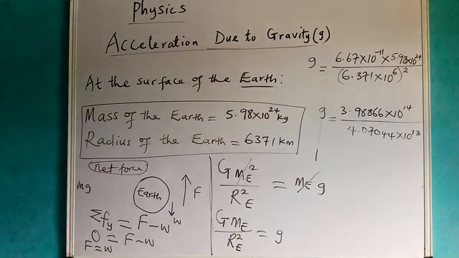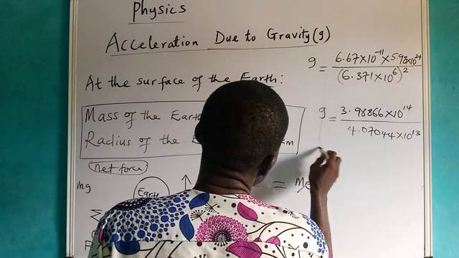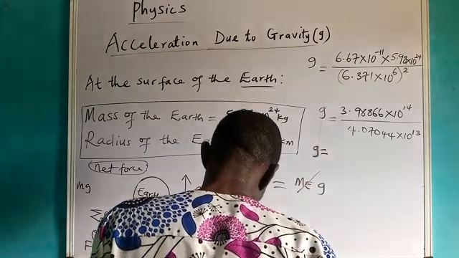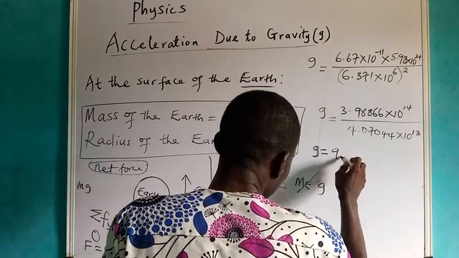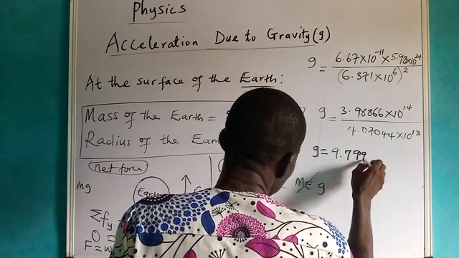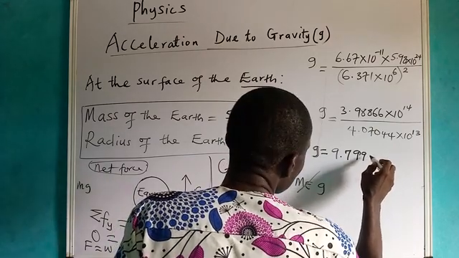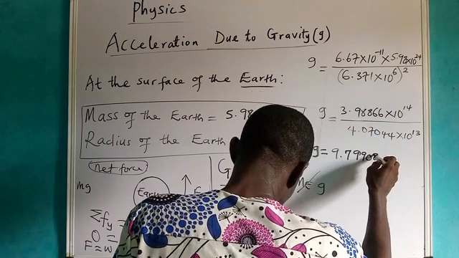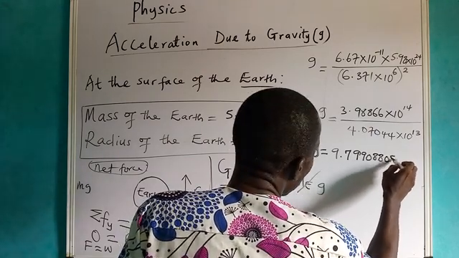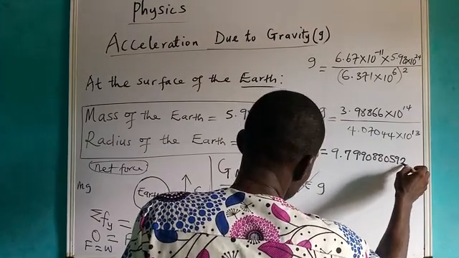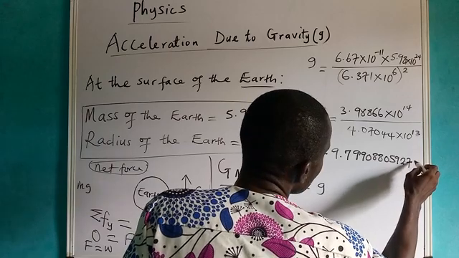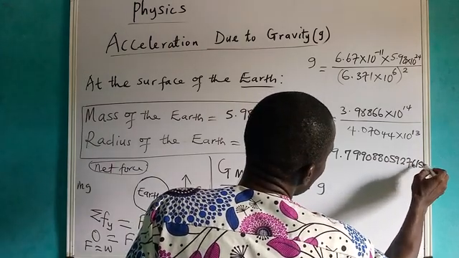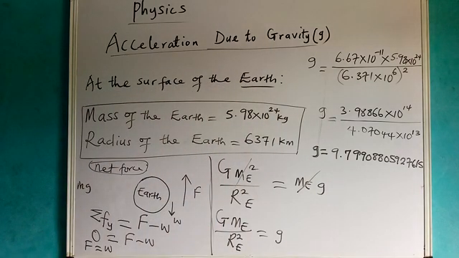Now, using the same calculator, we are going to divide. When you divide that, our G from the calculator is 9,080,592,776,15. It is a very long value. This is what you are going to have when you use your calculator.